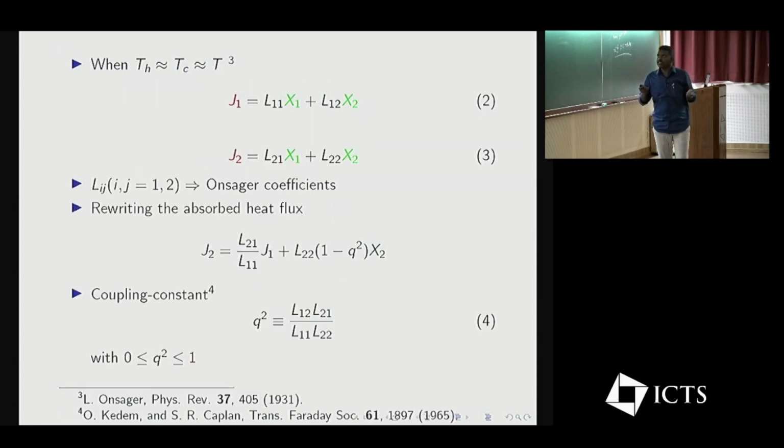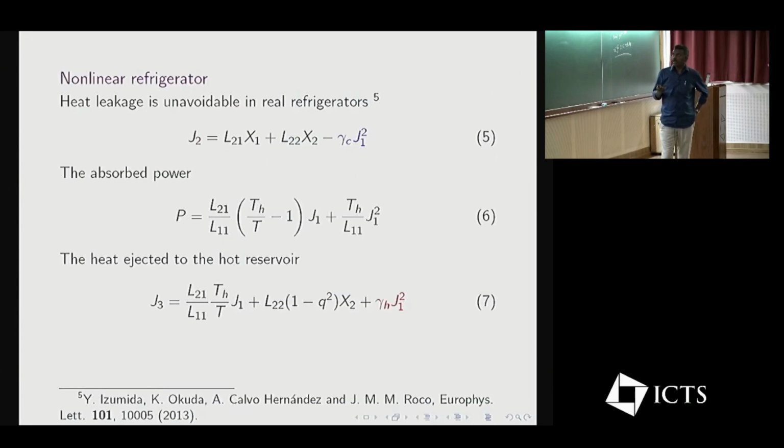When the temperature difference between the hot and cold reservoirs is very, very small, we can write J1 and J2 as linear functions of x1 and x2 using the Taylor expansion. Here Q square is a coupling constant. In a real situation, when we transport heat from the cold bath to the hot bath, we don't have a perfect insulator. Therefore, heat leakage is unavoidable.